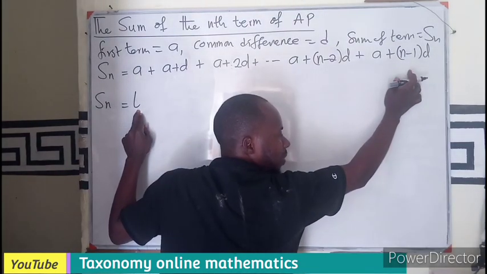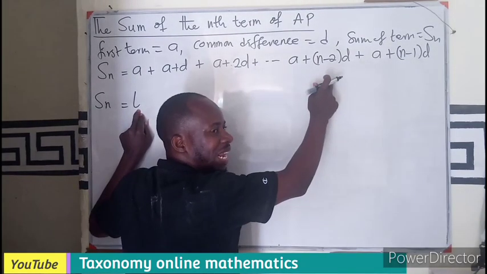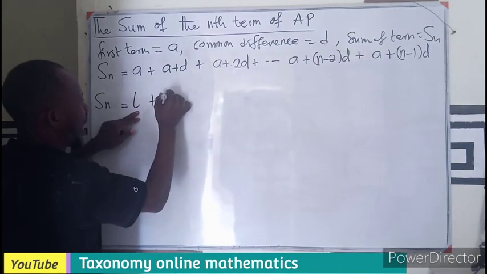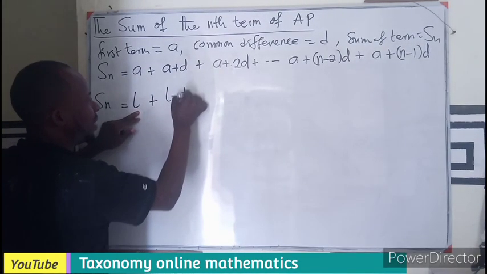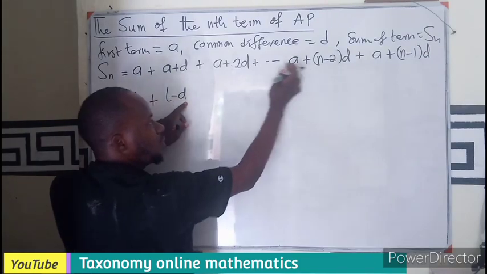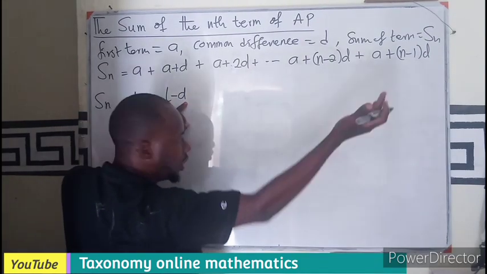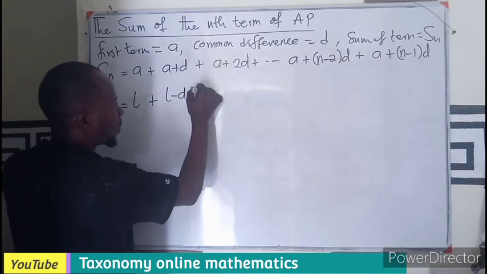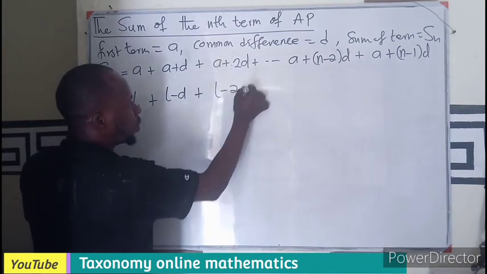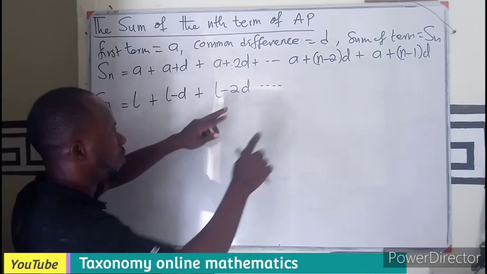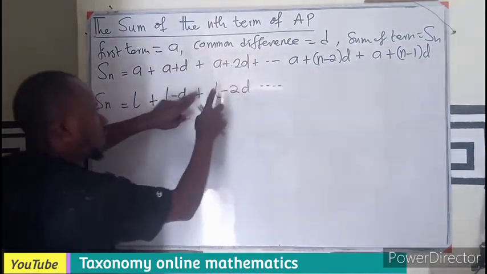If this is the last term, then this is going to be the last term minus what? D. So this becomes last term minus D. Then this is going to be followed by the next one, last term minus what? 2D, whatever it will be. So last term minus 2D. Then we are moving this way all along to this place.